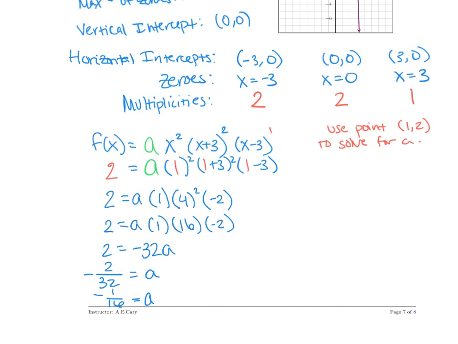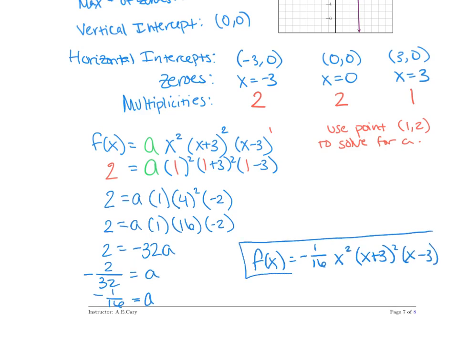But again, don't end here. Rewrite your entire equation. So this will be negative 1 over 16 times x squared times x plus 3 squared times x minus 3. All right. And look, we did get a negative a value, so we know we did this correctly. Let's try it just once more.